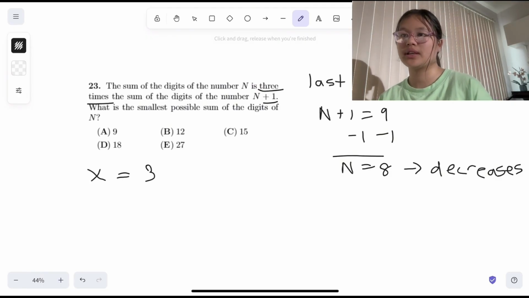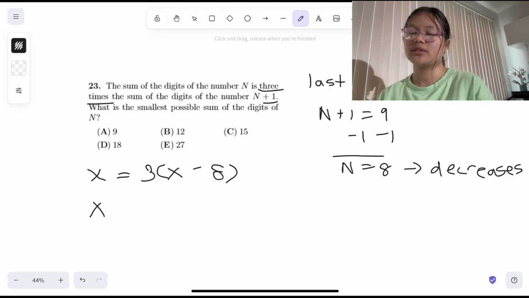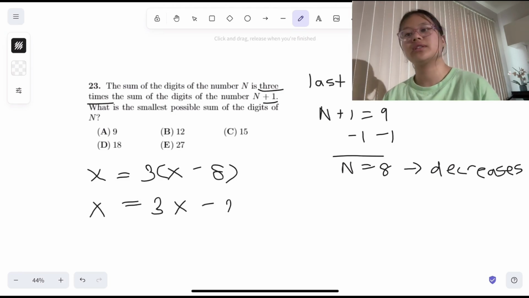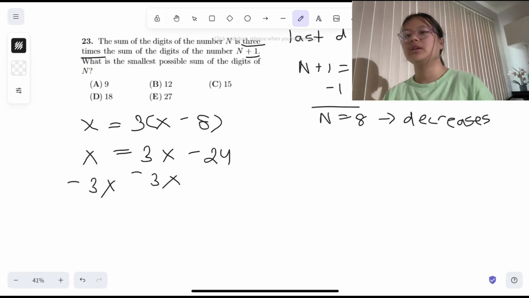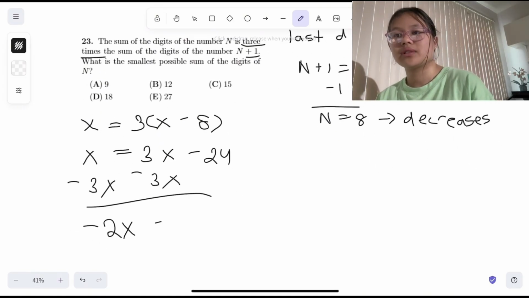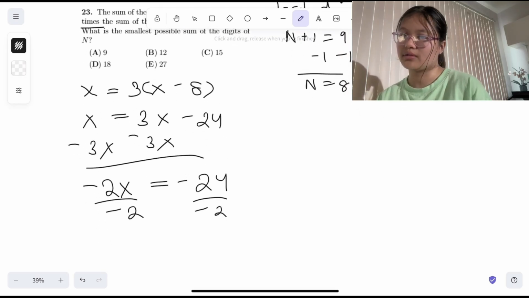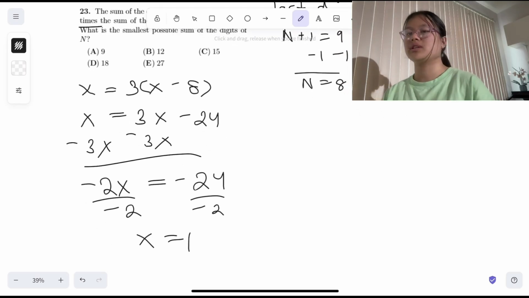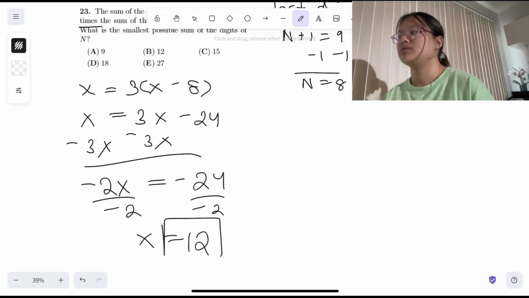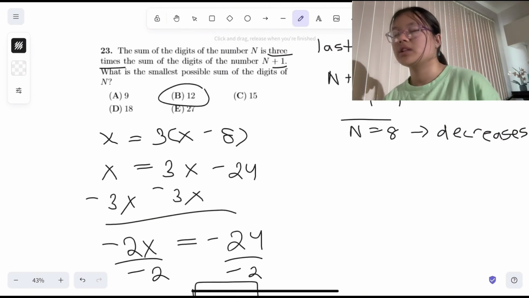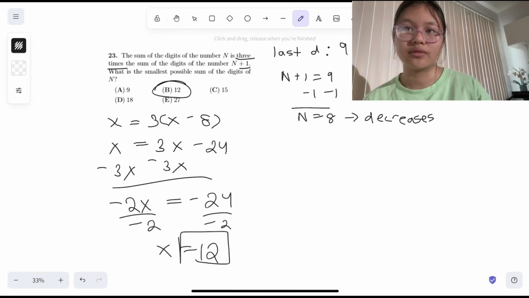x minus 8. And then solving that, we can do x equals 3x minus 24. And then to get x by itself, we can minus 3x on both sides. So now that becomes negative 2x equals negative 24. And then to get x by itself, we just divide by negative 2 on both sides. And x equals 12. So now the smallest possible sum is 12, which is B.